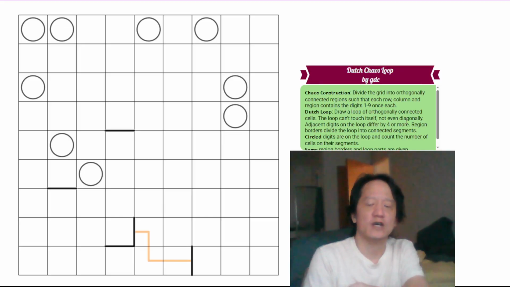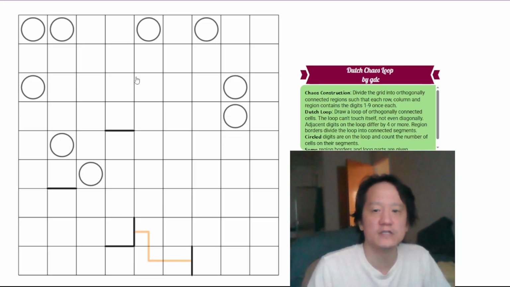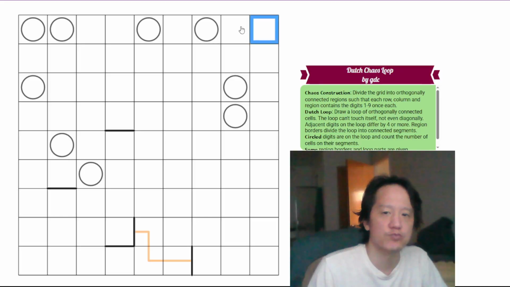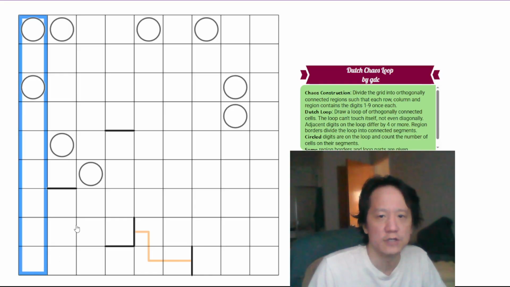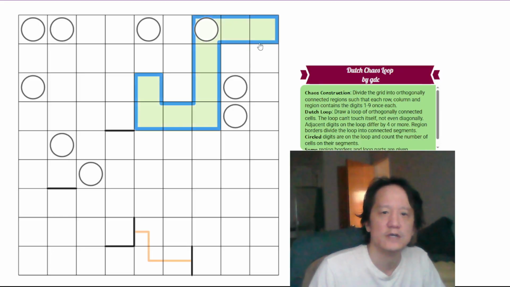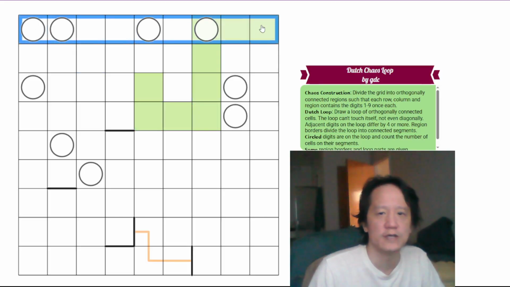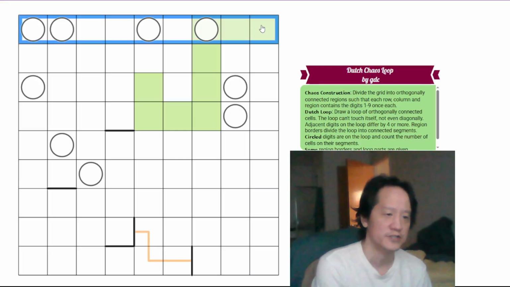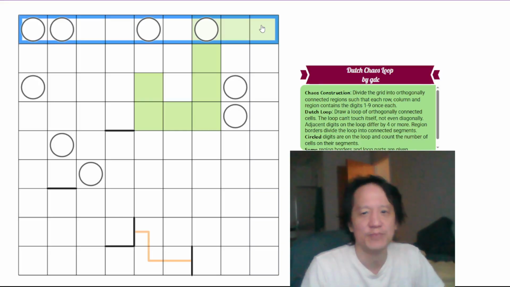Here are the rules. We have chaos construction rules where we need to divide the grid into orthogonally connected regions such that each row, column, and region contains the digits 1 through 9 once each. So to make an orthogonally connected region, first of all, they have to all be 9 in size, because there are 81 total cells, and to make a region have digits 1 through 9, you need the digits 1 through 9, obviously, in the region.